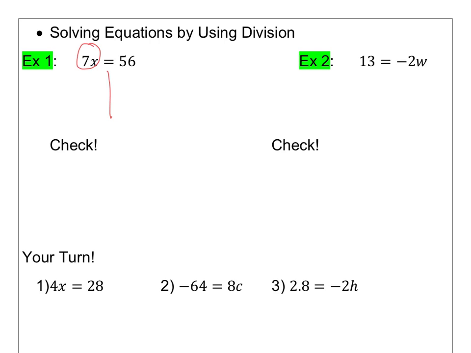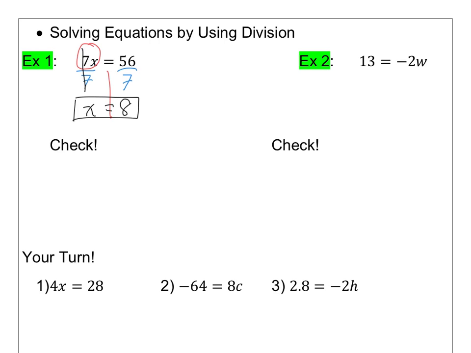If you've got 7 sandwiched next to x, it implies that it is 7 times x. So to undo 7 times x, we need to divide by 7. To show division by 7, we're going to use a fraction bar. You have to use a fraction bar. You're no longer allowed to use a division symbol. What you do to one side, you must do to the other. The 7's on the left cancel, and you have x equals 56 divided by 7 is 8.